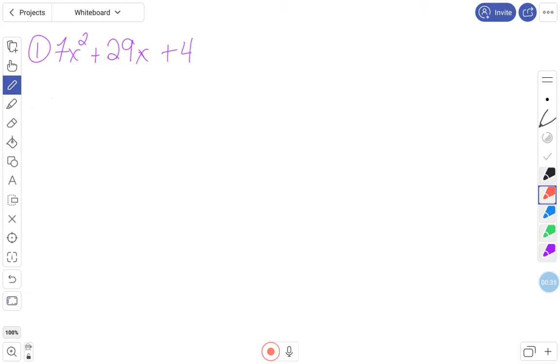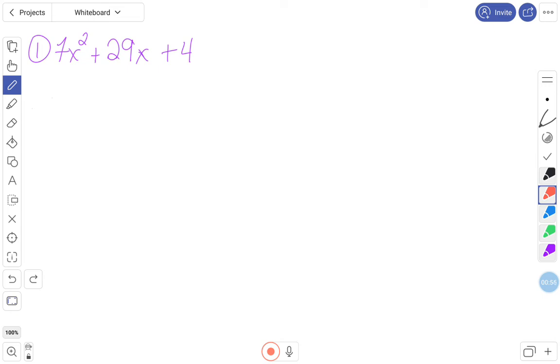The issue I'm going to run into today is, once again, I have a number outside of the x squared. Now, last week I said that's no big deal, just divide everything by 7. But that only works if everything evenly divides by 7. And 29 does not evenly divide by 7, neither does 4. So here's what we're going to do.